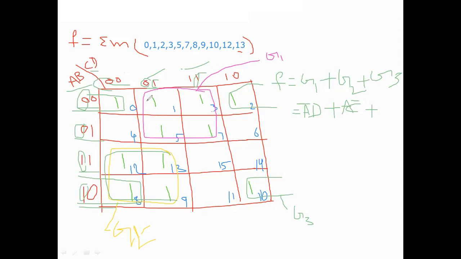Plus what about group 3? What about the AB combinations? 0, 0, 1, 0. Which is common? This 0 is common. This belongs to the B variable, so B bar. What about CD? CD 0, 0, 1, 0. Which is common? 0. That belongs to D, so D bar. So B bar dot D bar. This is the simplified expression for the given function.